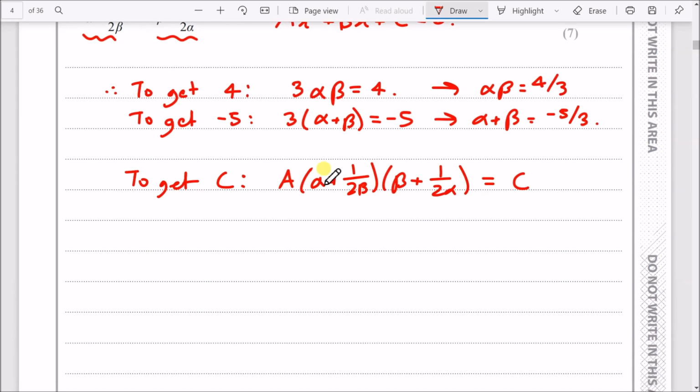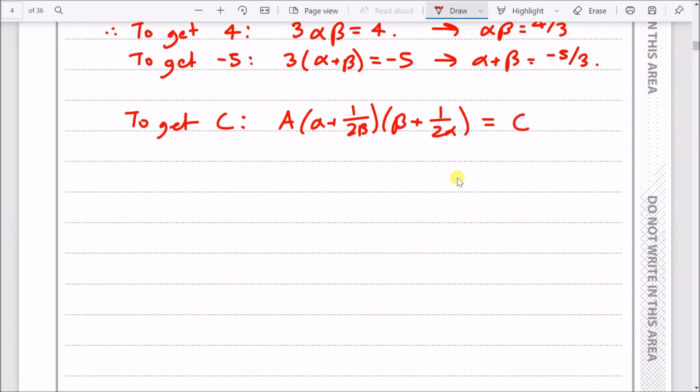Now, all you have to do is just expand the bracket here. So therefore, we're going to have, let's have a look. So alpha times beta is alpha beta. Alpha times 1 over 2 alpha, so that's alpha over 2 alpha. So basically, alphas cancel out. You got half. Next one, beta times 1 over 2 beta. That's just 1 over 2. And lastly, 1 over 2 beta times 1 over 2 alpha. That's actually 1 over 4 alpha beta. Cool. And that's supposed to equal C.